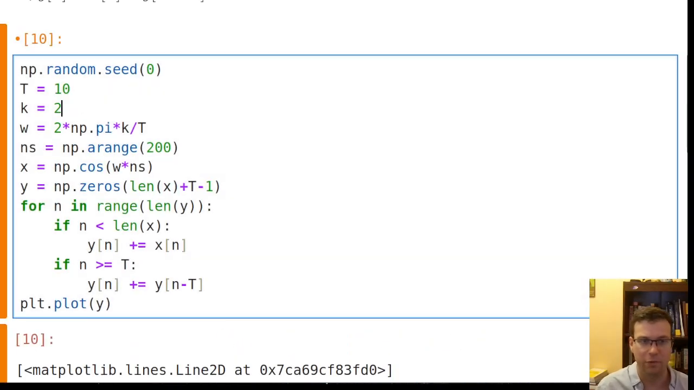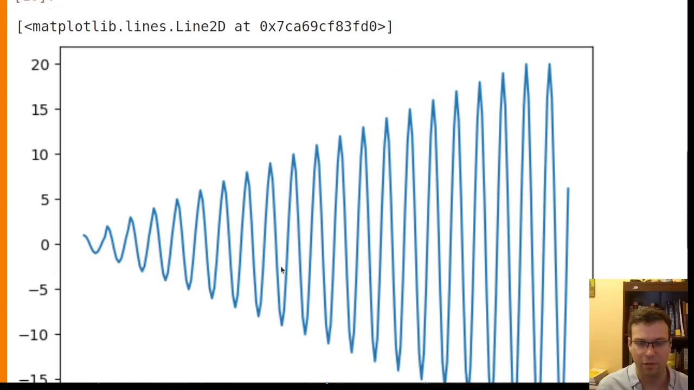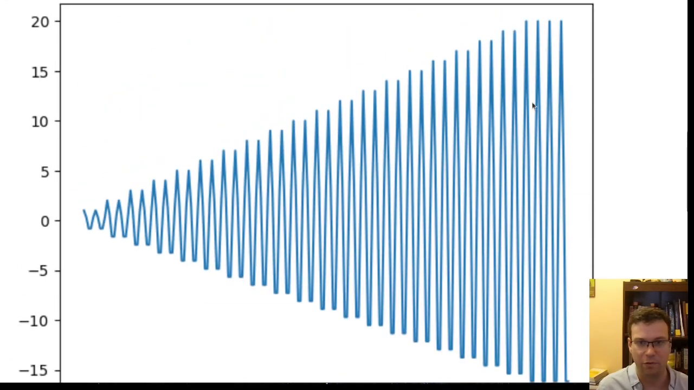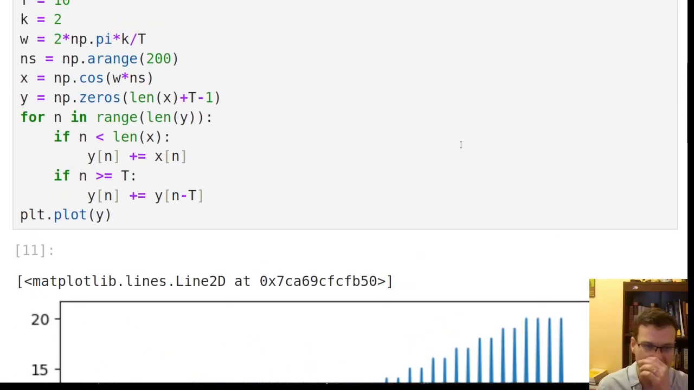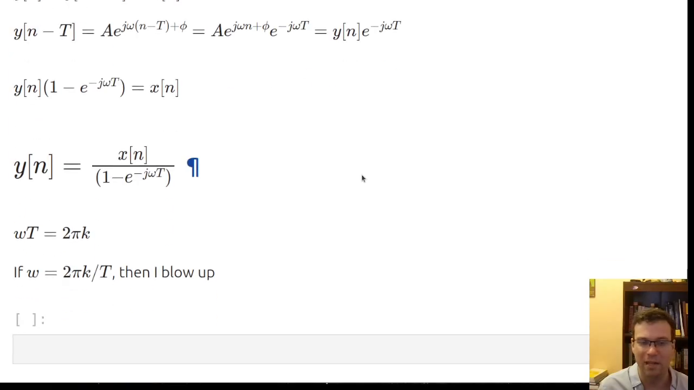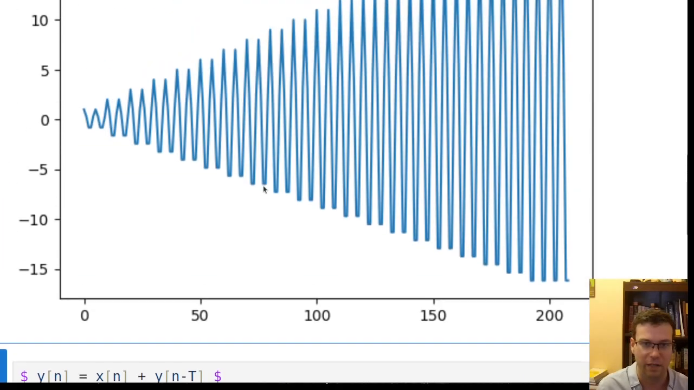What if I make k equals 2? So I make a slightly higher frequency, but one that apparently also causes problems. And that one is also growing. So somehow the issue here is that I'm adding the signal to itself in a way that it interferes constructively with itself. So it actually lines up with itself perfectly. It feeds back and lines up with itself perfectly and starts to blow up.